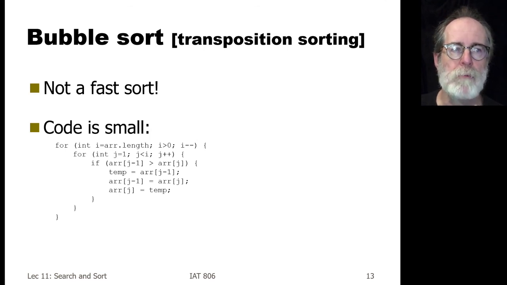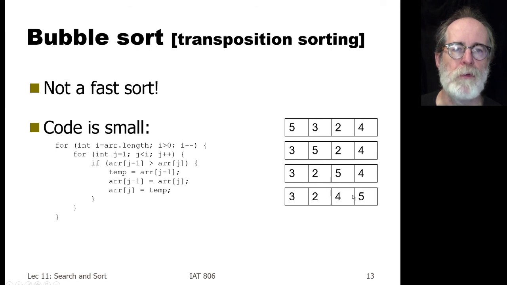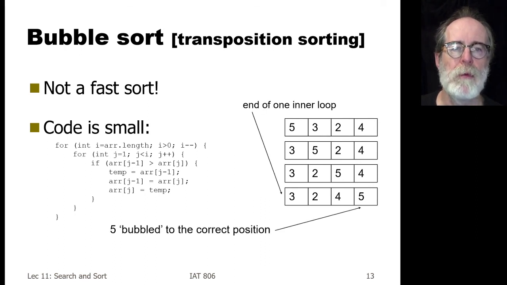And basically what happens is you compare j minus 1 to j, and if they're out of order, you swap them. And that's it. Incredibly simple algorithm to write. So let's just show again how it works. There's the original unsorted list. You then take a first pass to swap the first two, and then increase j, and now you're swapping the second two. You increase j, and you're swapping the third two. At the end of the loop, you then decrease i by 1, and you do the same thing over. But 5 has been bubbled to the correct position.